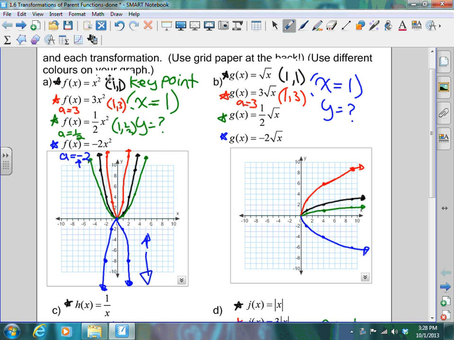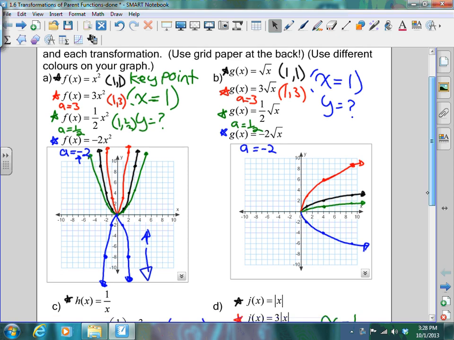Looking at the green, it's half of what it used to be. So instead of being stretched vertically, it's being compressed. So a equals 1/2. So it's a vertical compression. It's being squashed. And again, when we take a look at g equals -2 times the square root of x, the negative part tells us it reflects over the x-axis, and the 2 part means that it's a vertical stretch of 2.